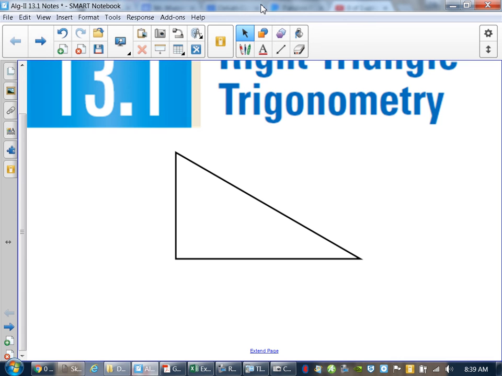So, right triangle trig. What do you guys remember about right triangles? Well, you have a right angle. They have four sides. Very good. What is always opposite the right angle? Hypotenuse. Oh, that's a word I haven't heard in a while.